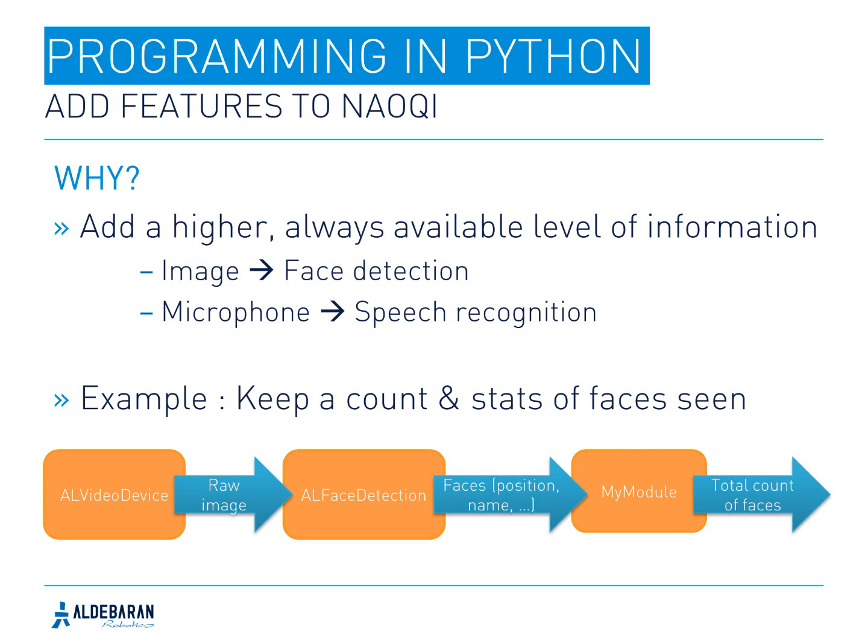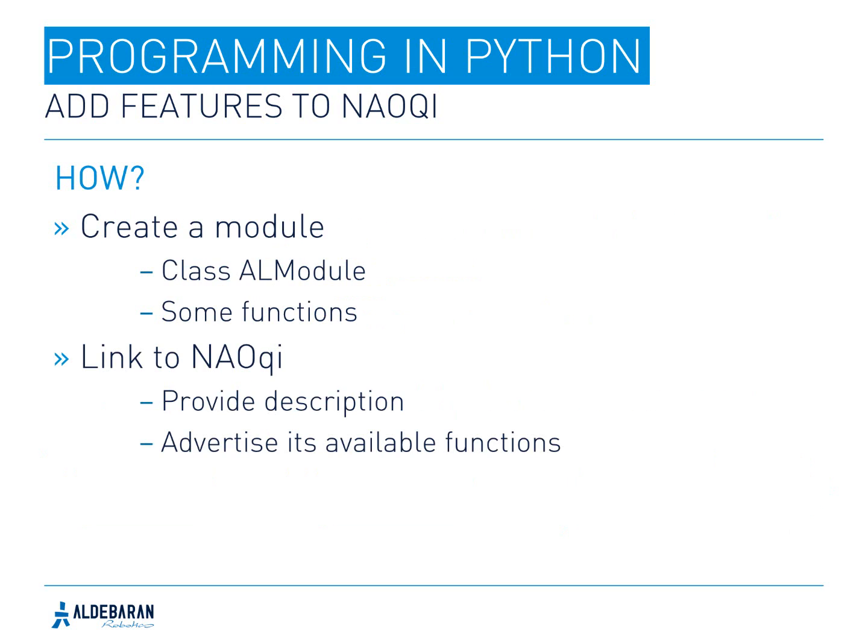I thought a very simple example would be to use the face detection and create a new module that keeps track of all the faces it has seen since NAO switched on, for example. So we would keep a count, we could keep stats on all the faces, and this new module would be based on an existing module, which is face detection, which will do all the image processing for us. And this module is itself based on a video device to get the raw images from the cameras. So we are simply adding a new level to the chain, a new level of information available for applications in NAO.